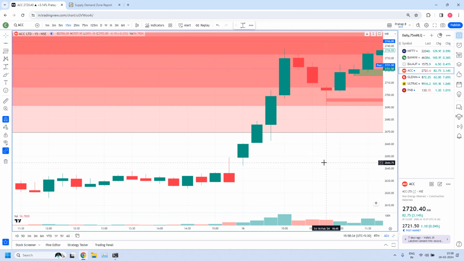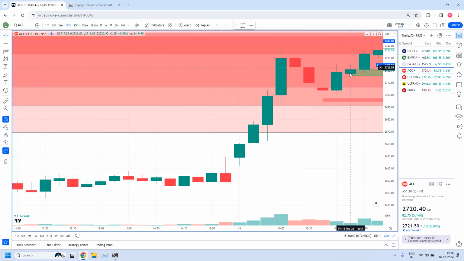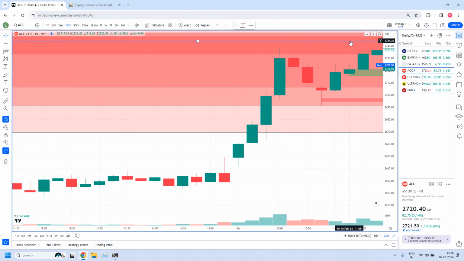And what should be our target? This newly created demand zone should be our target, because we don't know how strong the pending orders in this demand zone are. First of all, can we take a second trade in this? Yes, we can trade, because this is a high liquidity zone. There are higher chances that the prices may come down.